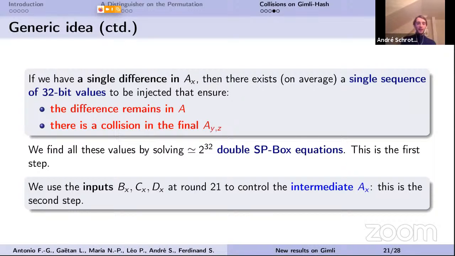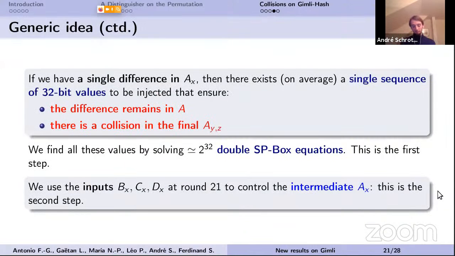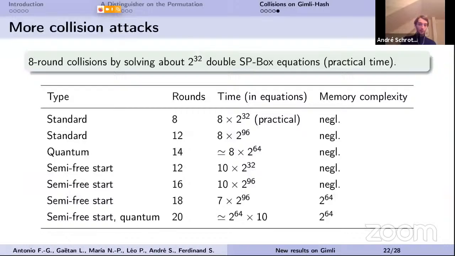Next, with this 8-round version of Gimli, since we have BX, CX, and DX that we control, we're going to take values for them that match the blue branches that we want. And this is also done by solving a lot of double SP box equations. But globally, this 8-round collision attack is going to work in time 2 to the 32. So it was practical. If you want to increase the number of rounds, each time we add 2 rounds, we have another word condition to meet. So the time is going to increase by a factor 2 to the 32, which is why we arrive at 12 rounds with a time 2 to the 96, basically.